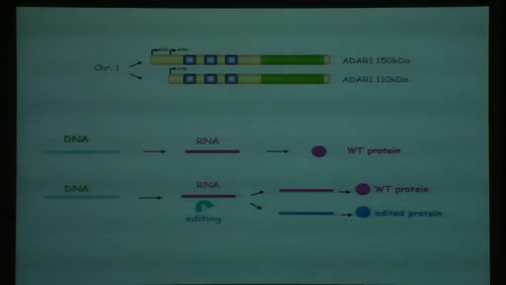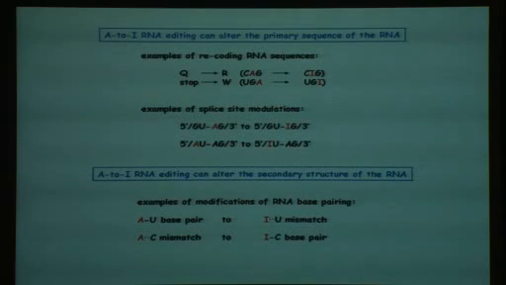This editing can generate different proteins, a wild-type protein and an edited protein, and these proteins can differ in many ways. For example, A-to-I RNA editing, which is the most common RNA editing, can alter the primary sequence of the RNA. So it can generate a stop codon, it can create a new amino acid, and it can also create splice site modulators. The second thing is that A-to-I RNA editing can alter the secondary structure of the RNA, so its ability to bind to other proteins or other RNA will also change.